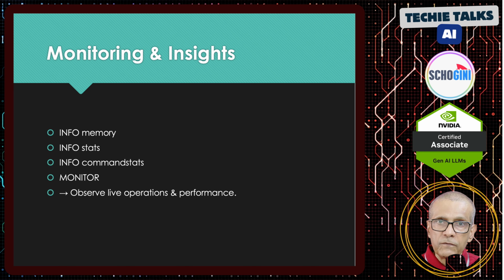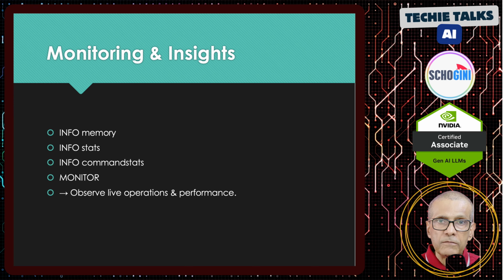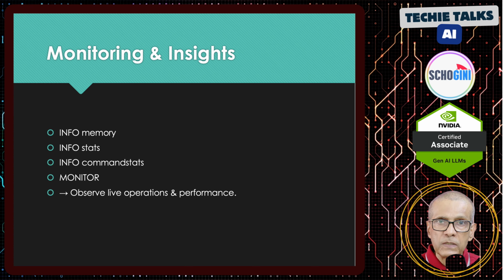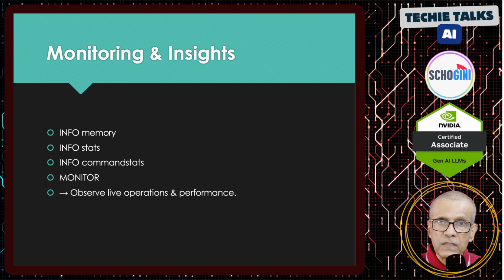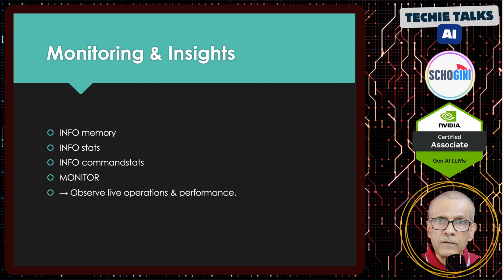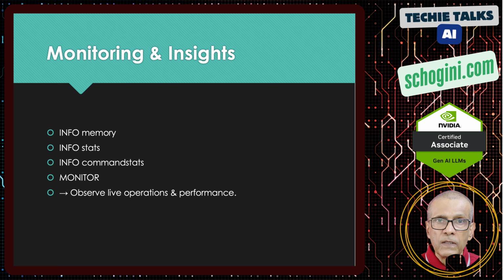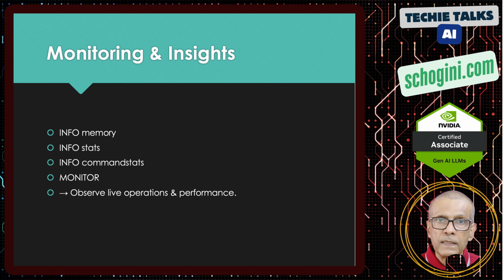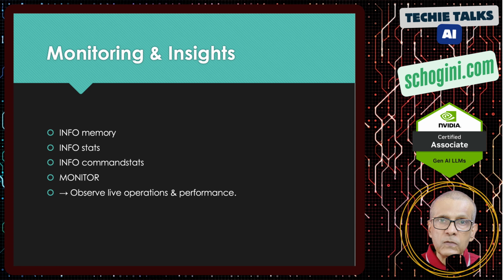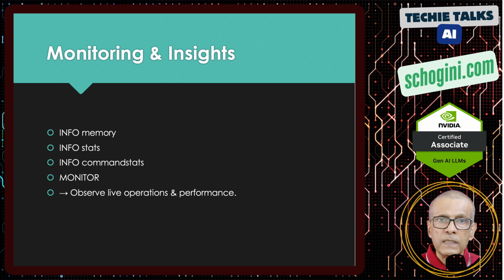Now, monitoring and performance insights. Redis gives you deep visibility into its own behavior. Run info to view the memory usage, connection stats, and command frequencies. Use info command stats to see which operations dominate your workload. For live debugging, monitor streams every command from every client in real time. It is eye-opening to watch your rate limiter keys appear, increment, and expire as you hit endpoints. These tools turn Redis into a transparent system. You can literally watch its heartbeat.